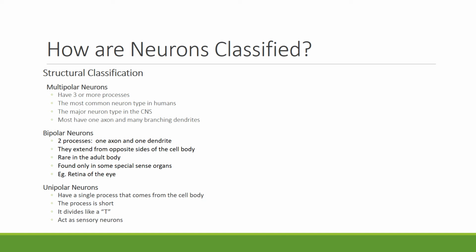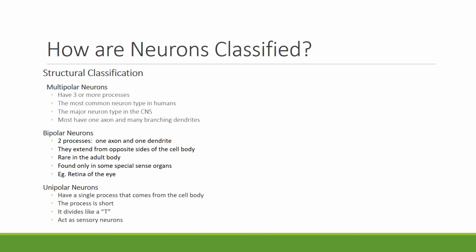Bipolar neurons. Bi means 2. Bipolar neurons have 2 processes, one axon and one dendrite. They extend from opposite ends of the cell body. They are rare in the adult body. They are found only in some special sense organs like the retina of the eye.